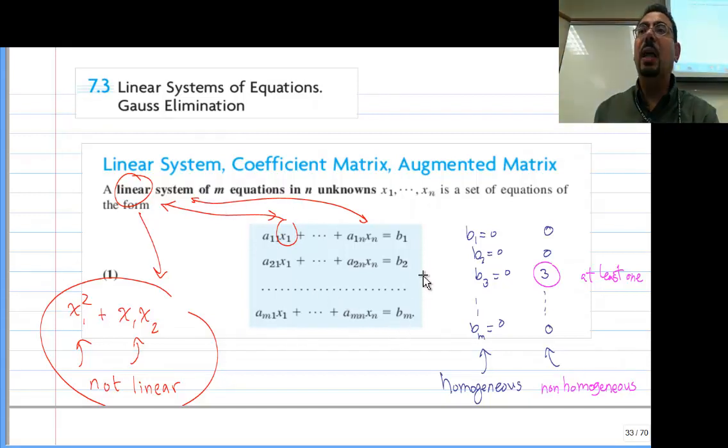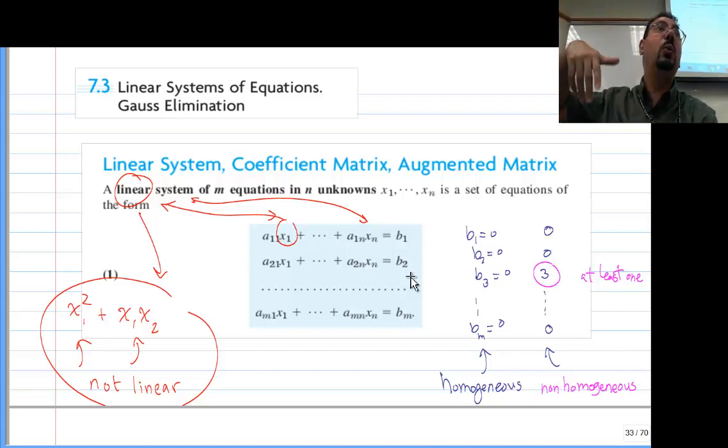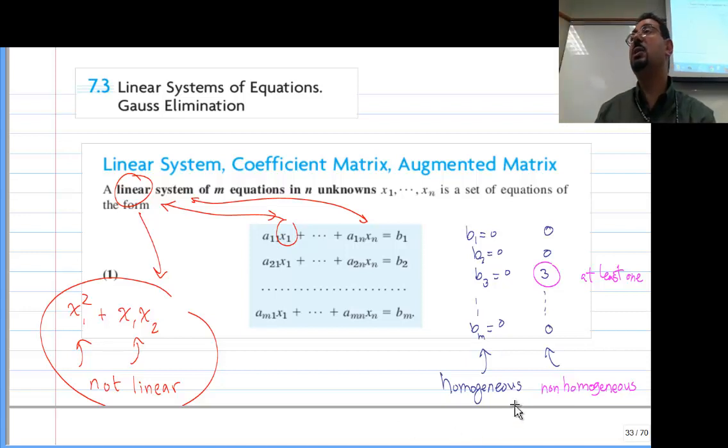Now this b vector, all those numbers to the right, like 4, 3, 2, 1, are a bunch of numbers. Well, that system is called non-homogeneous. If all the right hand side is zeros, that's called a homogeneous system. So remember this, we'll use this in a second. If there is even a single number here, that becomes non-homogeneous.